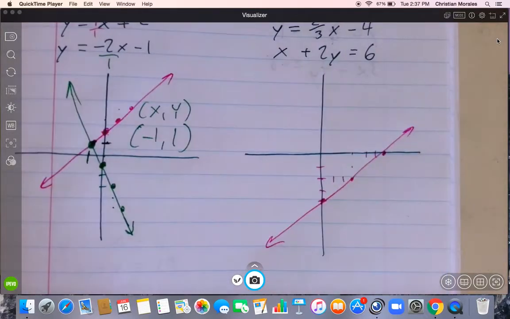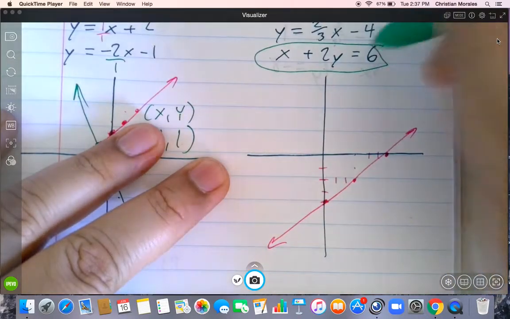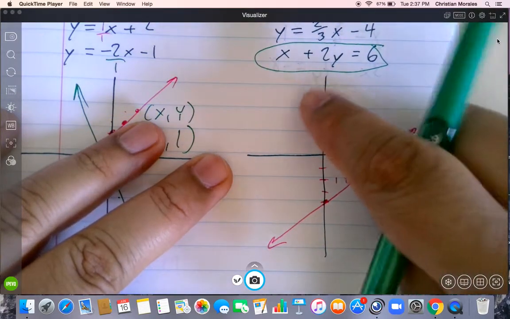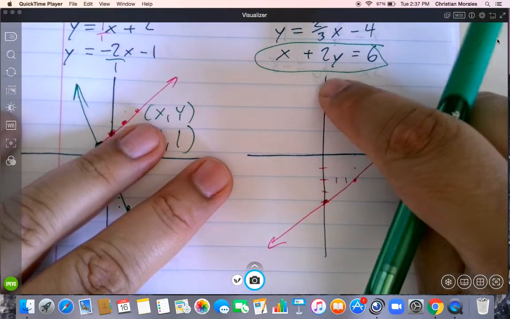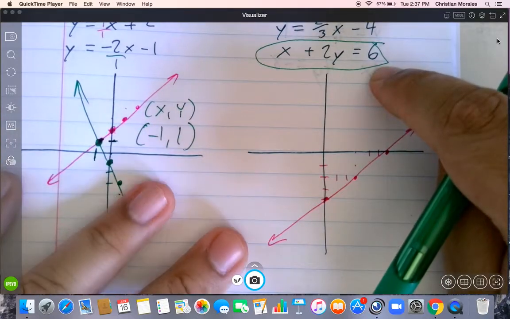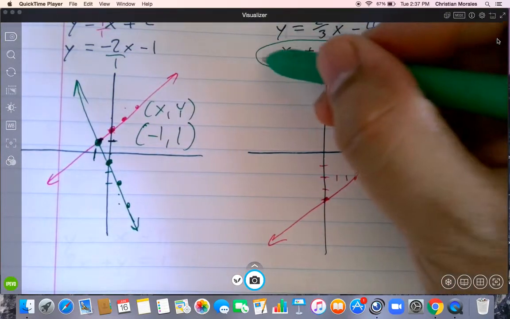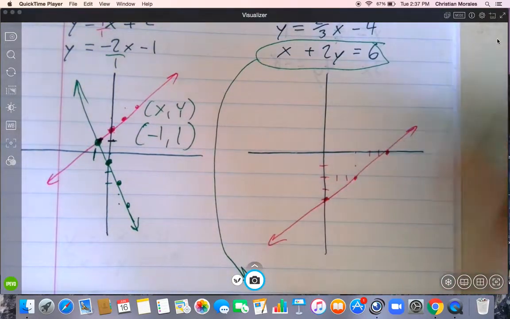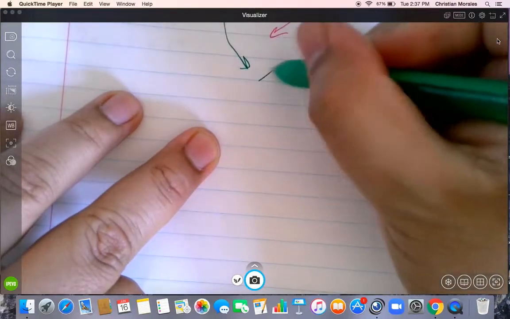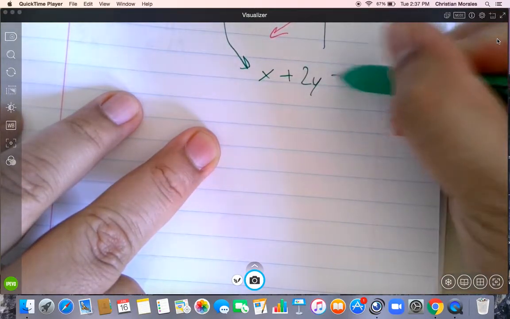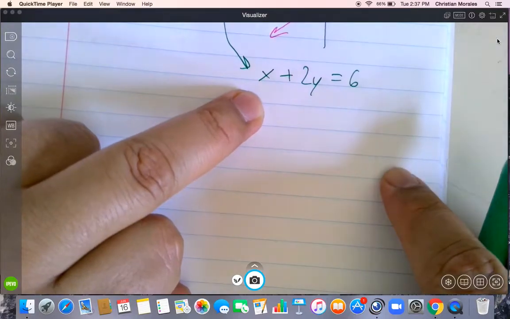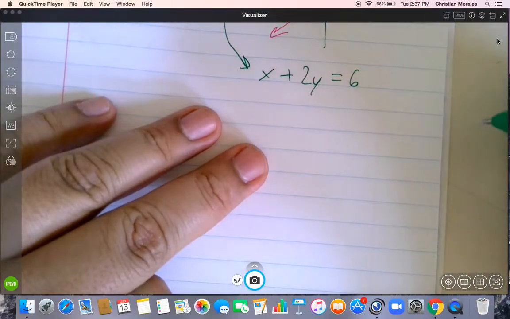Okay, the second one is a problem. The reason this is a problem is because this is not graphable. It's going to take a little bit of time to graph this. So your best option is to take this and we're going to change the equation. Okay? So x plus 2y equals 6 has to change into y equals mx plus b.